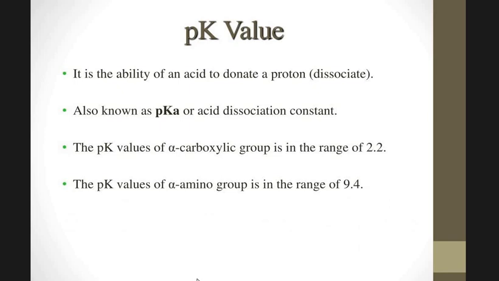Next is the pK value. It is the ability of an acid to donate a proton, the degree of dissociation, also known as pKa or the acid dissociation constant. The pK value of an alpha carboxylic group is in the range of 2.2, and 9.4 is the pK value of an alpha amino group.